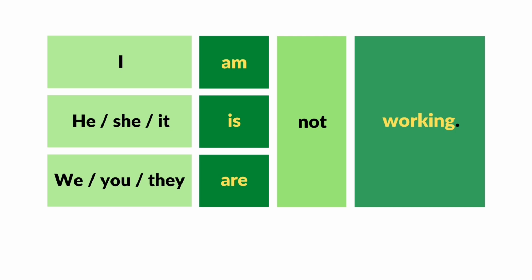I am not working. He, she, it is not working. We, you, they are not working. And we can also use contractions. I am not becomes I'm not. He is not becomes he's not or he isn't. You are not becomes you're not or you aren't.